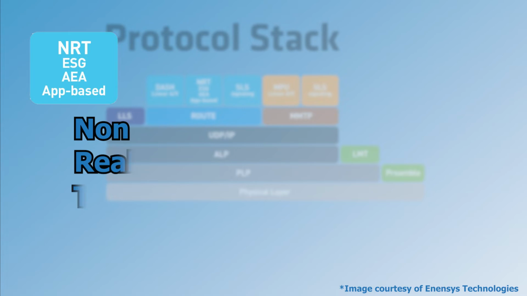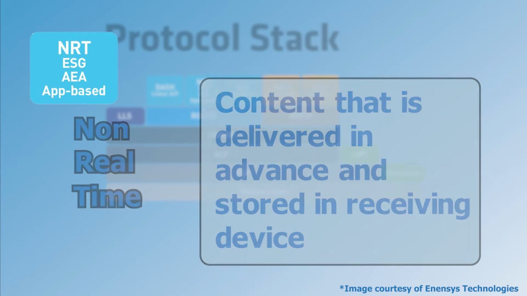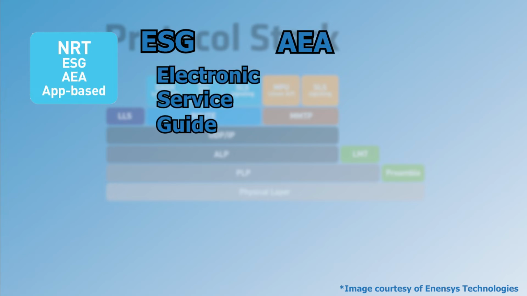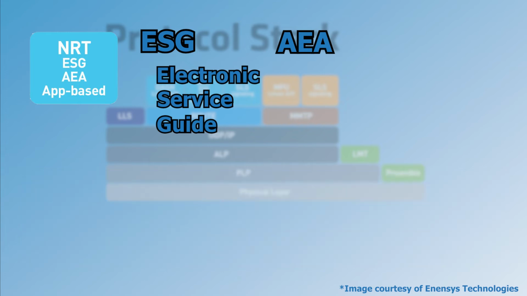NRT stands for non-real-time and generally refers to the content that is delivered in advance of its use and stored in the receiving device. Examples of NRT can include ESG and AEA. ESG is the Electronic Service Guide and is data similar to PSIP in ATSC 1.0, providing the grid display of programs and available supporting data on the viewer screen.